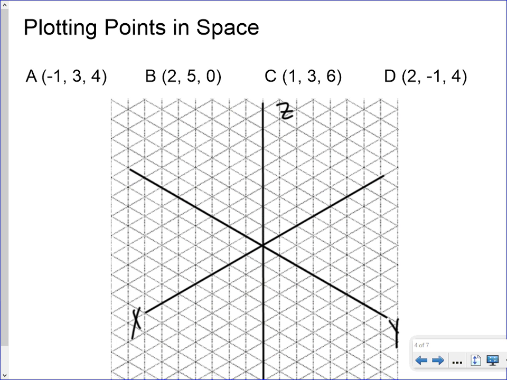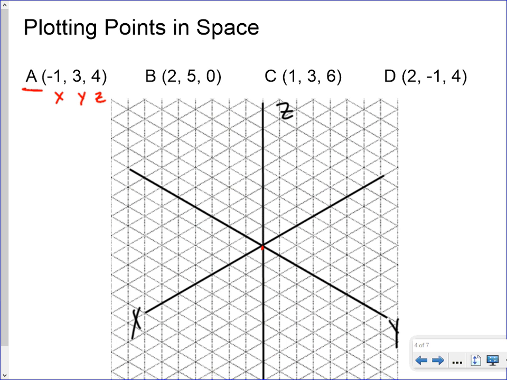The other thing about plotting points in 3 dimensions is, to keep track of where my point is, I like to trace the path I took to get to the point, and that will help me better see the point in space. So let's all start with point A, which is (-1, 3, 4). Remember, that's an ordered triple. That's my X, Y, and Z. I'm going to start at the origin, which is (0, 0, 0).